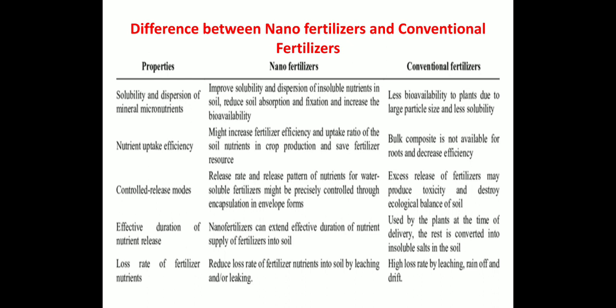The nanofertilizers can extend the effective duration of nutrient supply of fertilizer into the soil, but in case of the conventional fertilizer, it is used by the plant at the time of delivery and the rest is converted into soluble salts. The loss of fertilizer nutrients: in nano fertilizers, there will be a reduced loss rate of fertilizer nutrient from the soil by leaching or leaking. But in case of conventional fertilizer, there is a high loss rate of nutrients by leaching, runoff, or drift during spraying. This is the detailed difference between nano fertilizers and the conventional fertilizers.